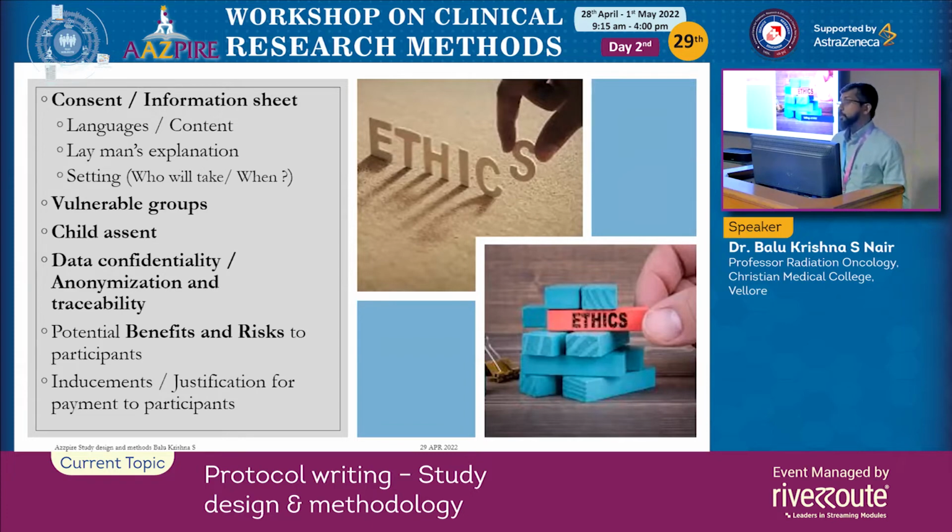Think of the vulnerable groups that can come into your protocol. For example, in a palliative study you may not restrict it to less than 70, and in prostate trials you still have vulnerable groups, because there are older people who are dependent on a son or daughter, and they might be giving consent. So it's very important to know who is giving consent, whether they are vulnerable, and whether they are giving it by will. Same with children, and now there is child assent also.